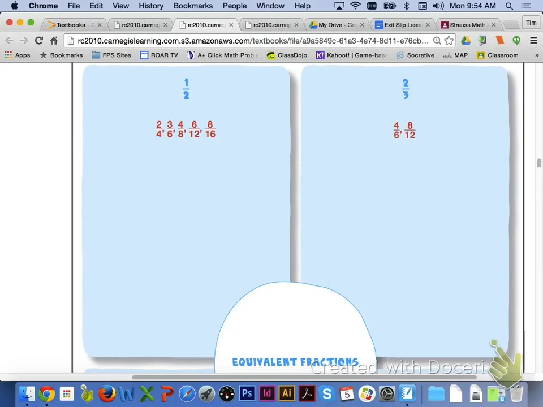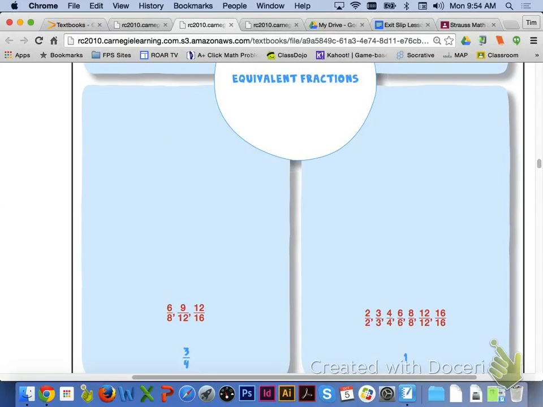All of the equivalent fractions that you should have for 1/2 are 2/4, 3/6, 4/8, 6/12, and 8/16. The equivalent fractions for 2/3 will be 4/6, and 8/12. The equivalent fractions for 3/4 would be 6/8, 9/12, and 12/16. And all of the equivalent fractions for 1 whole would be 2/2, 3/3, 4/4, 6/6, 8/8, 12/12, and 16/16.